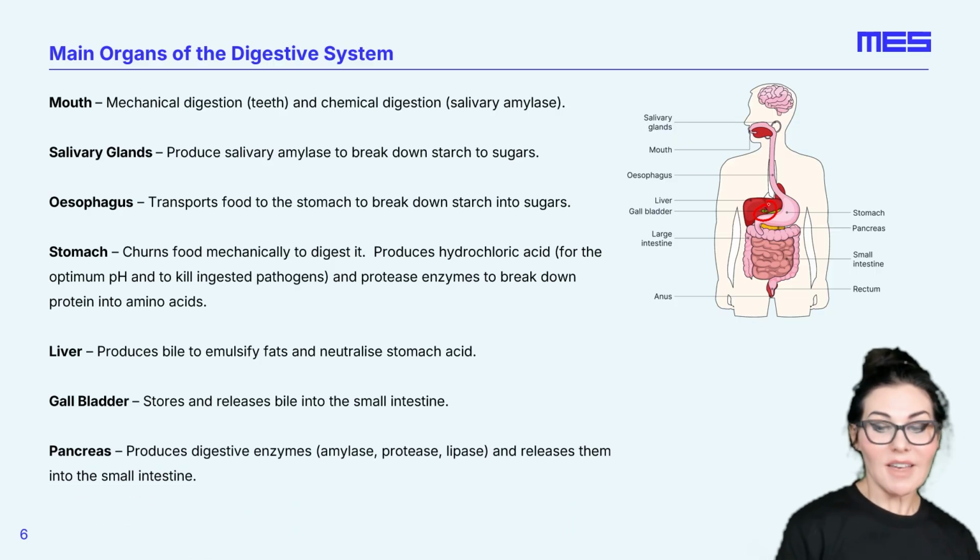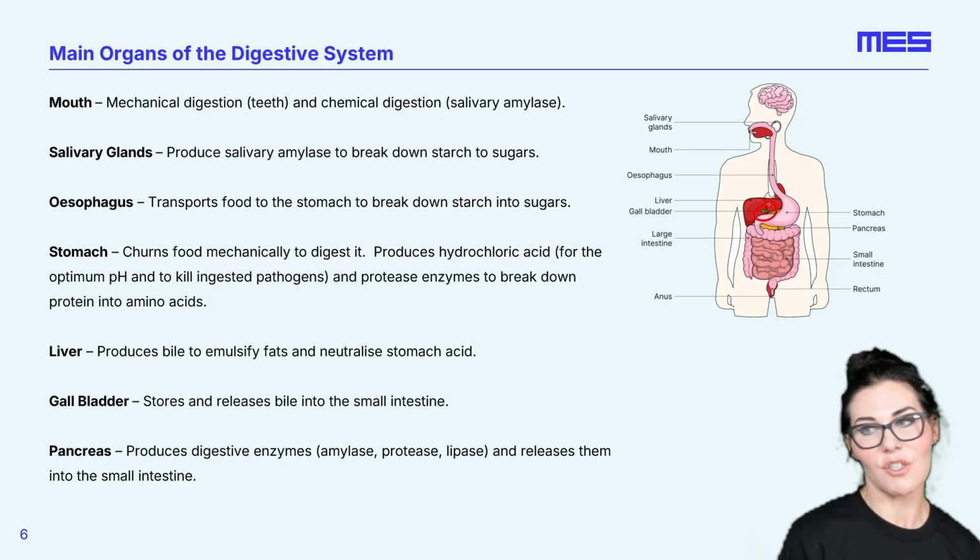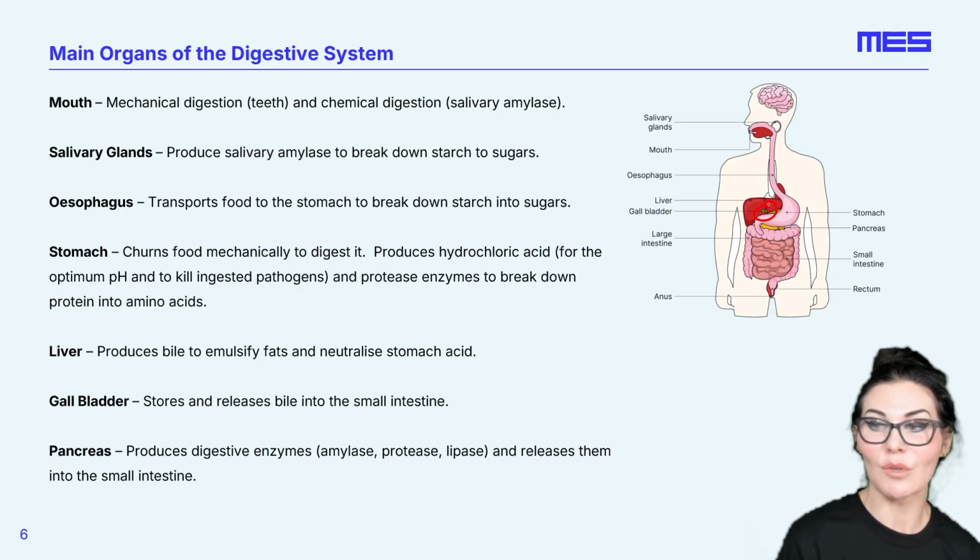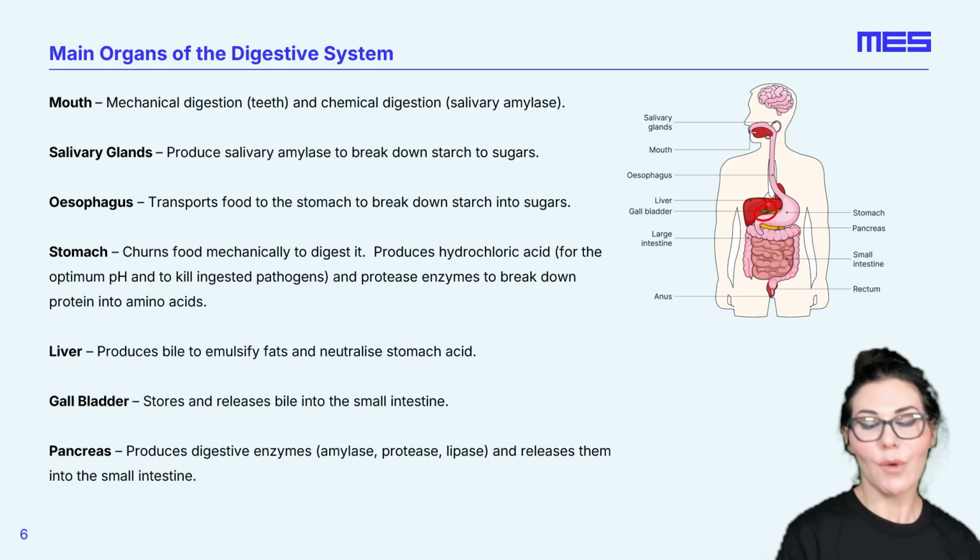The pancreas, like the liver, also isn't directly involved in digestion, but what it does, which is vital, is it produces and secretes really essential digestive enzymes into the small intestine. The three key ones that you need to know about at GCSE: amylase, protease, lipase. More about those in a bit.